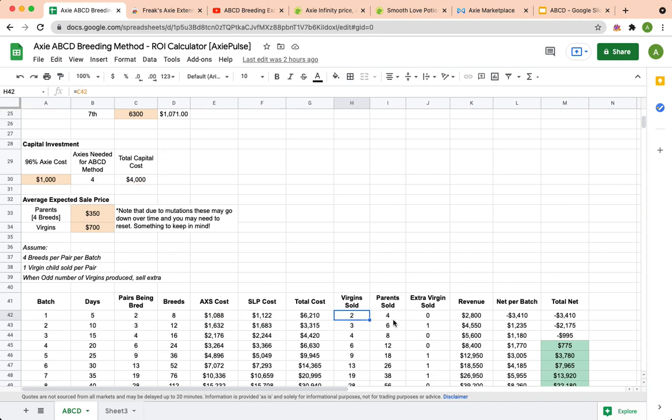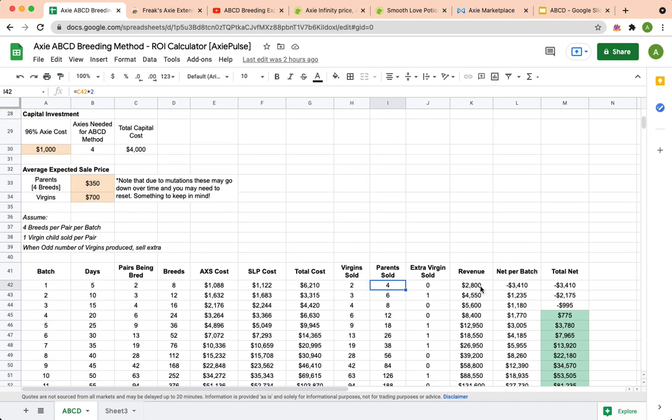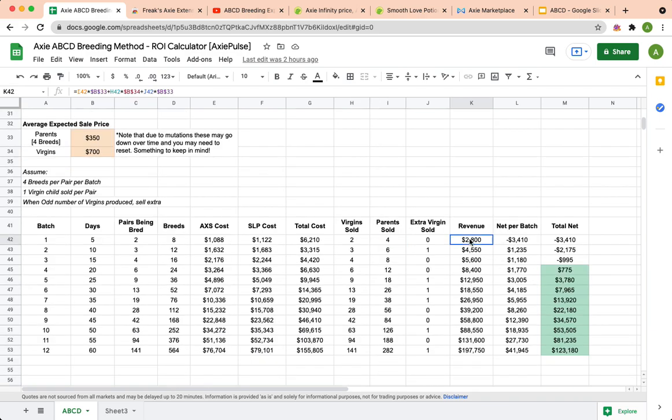And then we assume you're going to sell the two virgins, so 1 from each set of parents, and then you're going to sell the 4 parents. And so you can see here, after your first breed, you're actually still net negative. So that's going to be your revenue. Your net revenue per batch is really just the revenue minus the cost, and then your total net is going to be the same for the first batch. And so this is cumulative over time, and you can check the formula to see how it works.